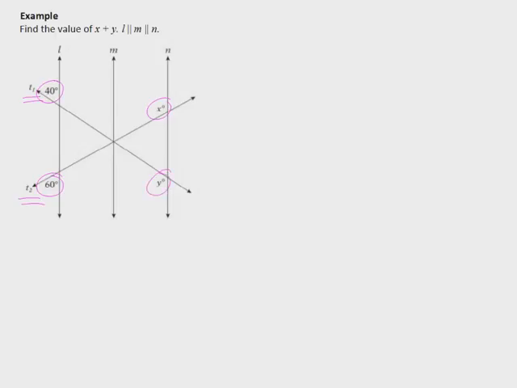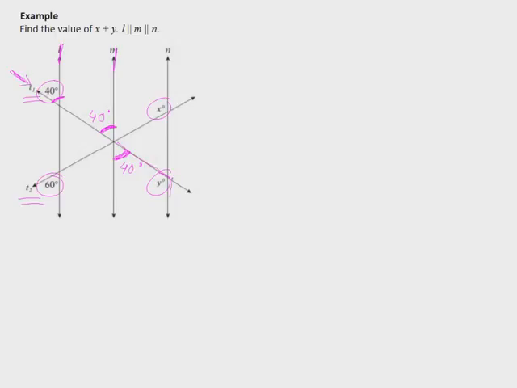So I'll use the parallel lines L and M and the transversal T1. So this is 40 degrees. So this will be 40 degrees since they are corresponding angles. Now if this is 40 degrees, this will be 40 degrees since these are vertical angles. Now this is 40 degrees.